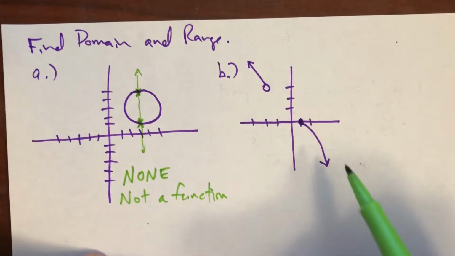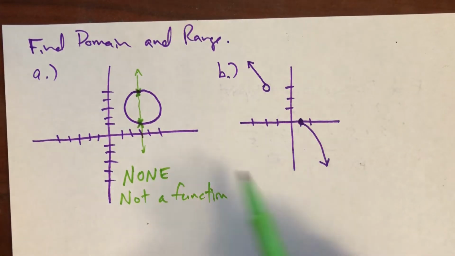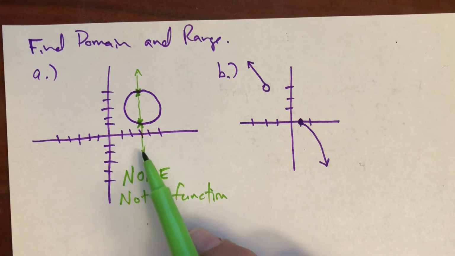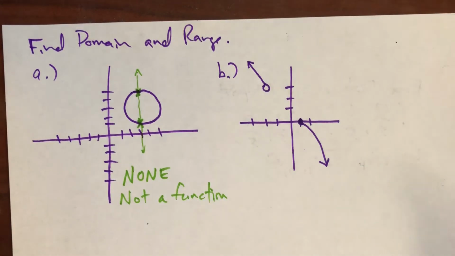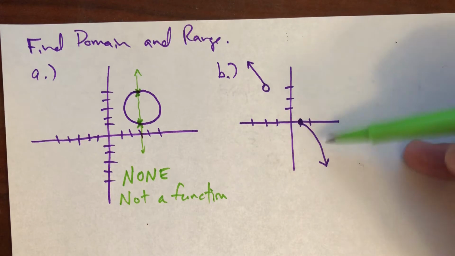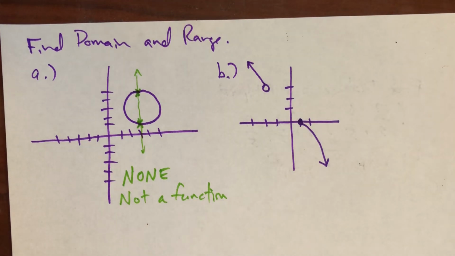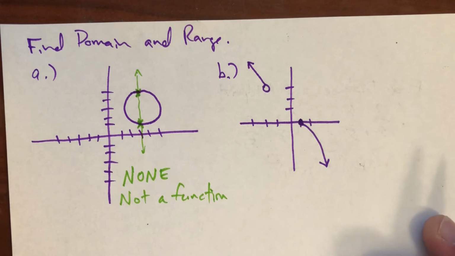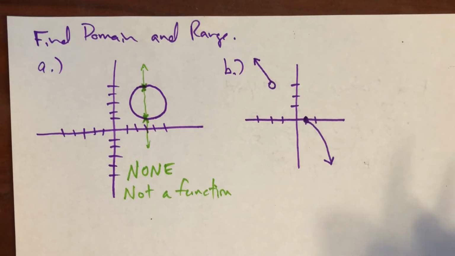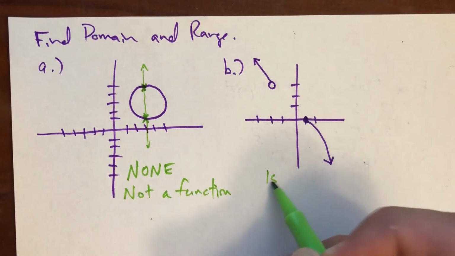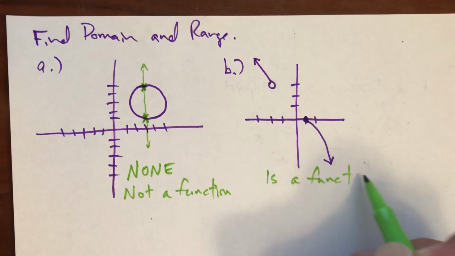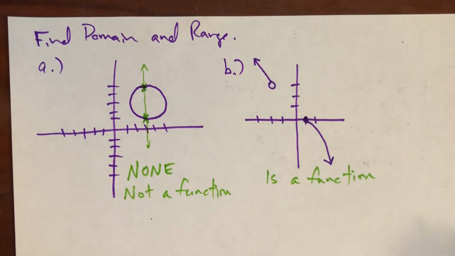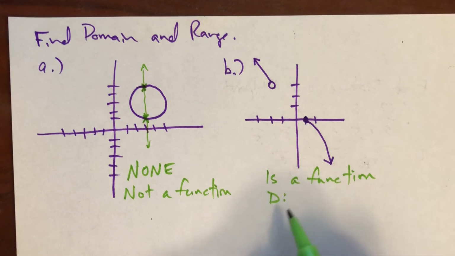All right, so this one is a function because we can't do this kind of idea. If we take any vertical line anywhere, it's only going to ever intersect it at most one spot. So that means this is a function. That's how we verify it graphically. So we did decide this is a function. Now we just have to say what the domain and the range are.